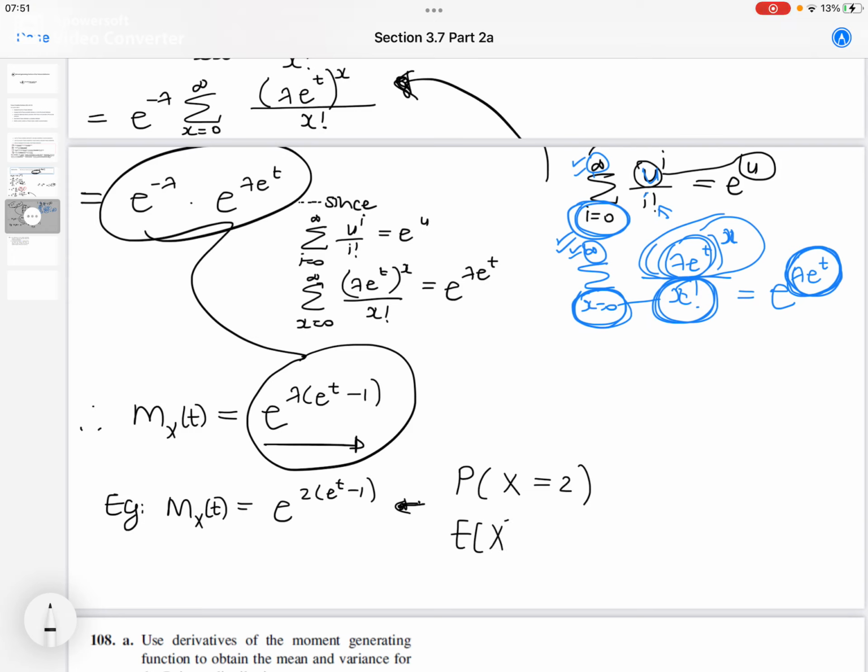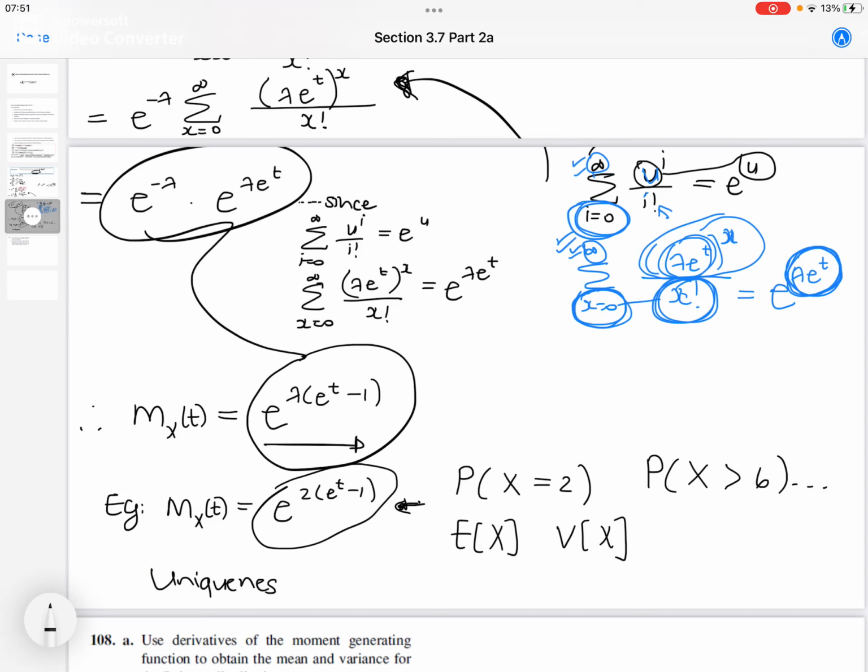We can ask you to calculate the expected value as well as the variance. We can even ask you to calculate the probability of X being greater than 6 or any other probability. If you're just given the moment generating function, how are you going to do it? You will use the uniqueness property that says every distribution has its own unique moment generating function.